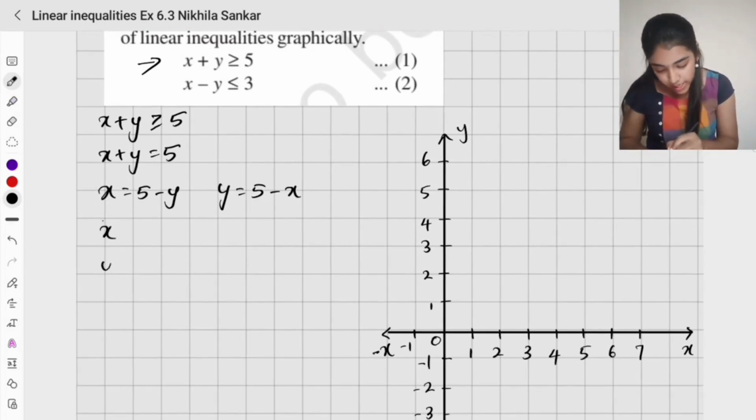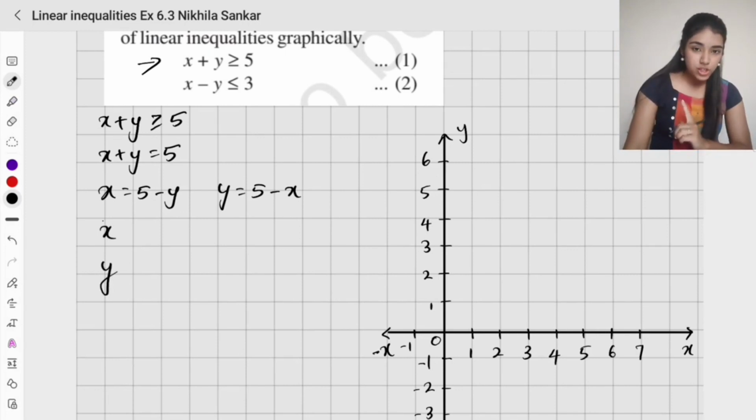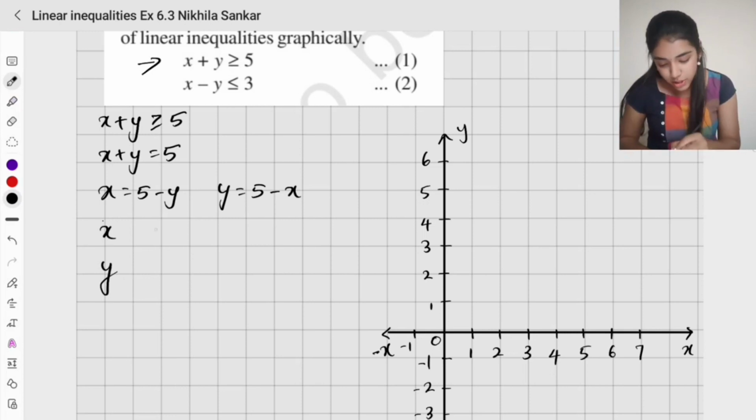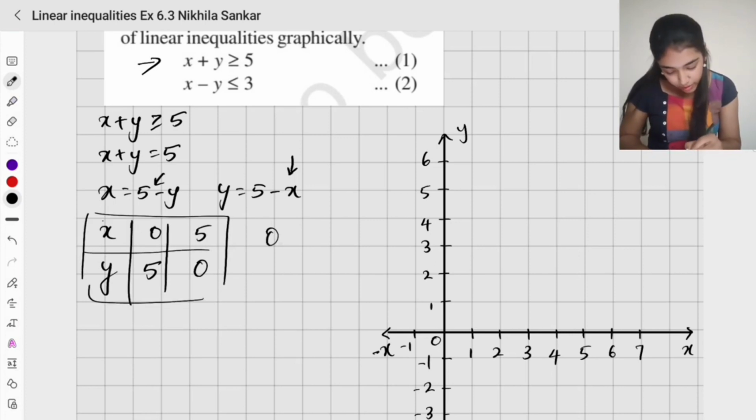Now the tabular column, x, y. Please follow my previous videos to watch exercise 6.2. I have explained it in more detail there, with individual steps of x in terms of y and y in terms of x. From now on, in the exam you have to directly draw a tabular column and write the answer. So now if the value of x is 0, putting 0 for x, the value of y is going to be 5. Putting 0 for y, the value of x is going to be 5 again. So this is my first tabular column. So what are the solutions? 0, 5 and 5, 0.